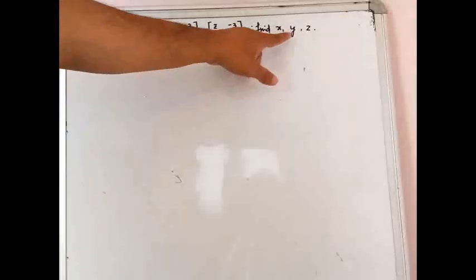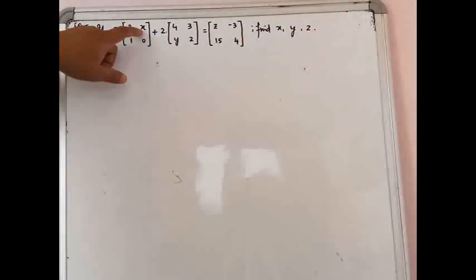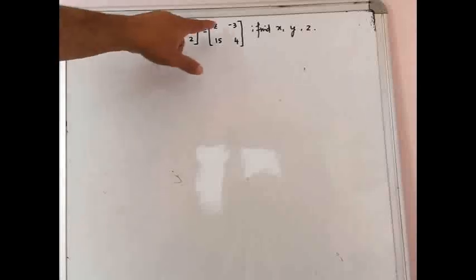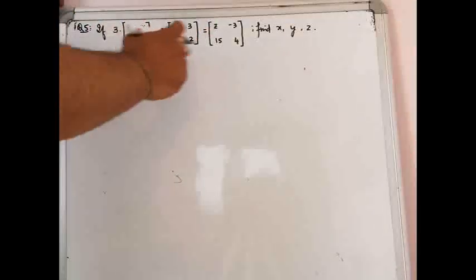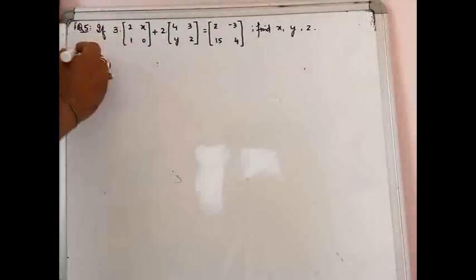Okay, so x, y, z, if you see carefully, there is x over here, there is y over here, and there is z over here. Okay, so these are unknown quantities. This is the relationship given. Okay, so we will start with solution of question number 5.